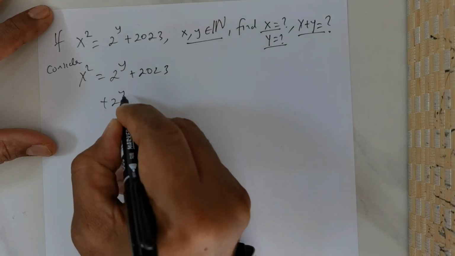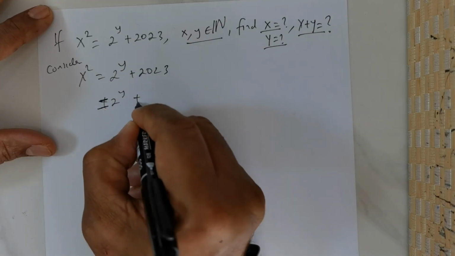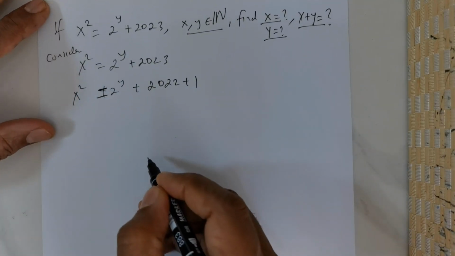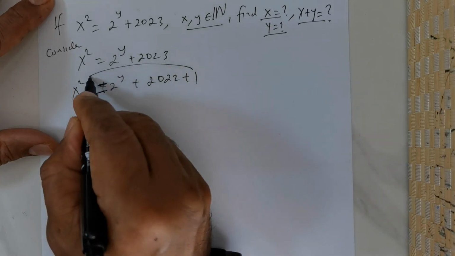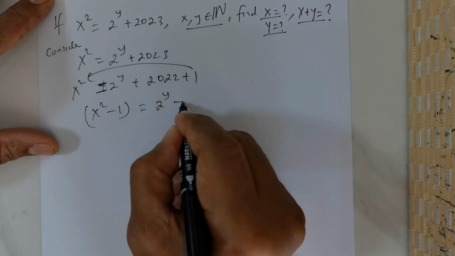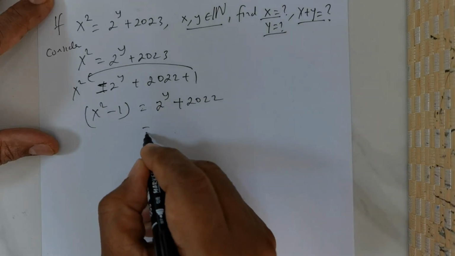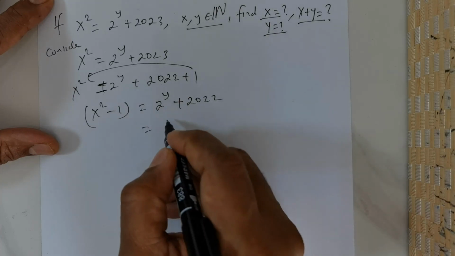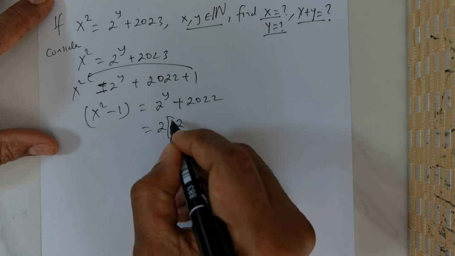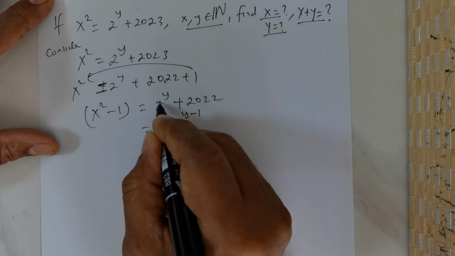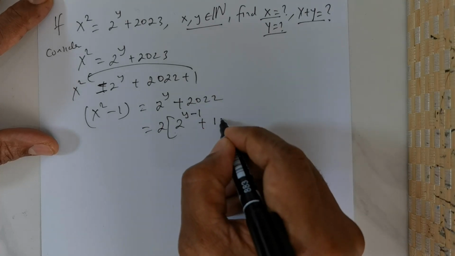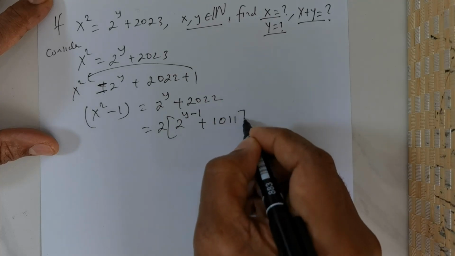Then I would like to split 2023 as 2022 plus 1. Of course I have x squared there. Then I would like to move this 1 to the left, so I get x squared minus 1 is equal to 2 raised to the power of y plus 2022. Now if I take 2 common, I can rewrite this as 2 times 2 raised to the power of y minus 1. That's going to give me 2 raised to the power of y plus 2, and dividing 2022 by 2 gives 1011.